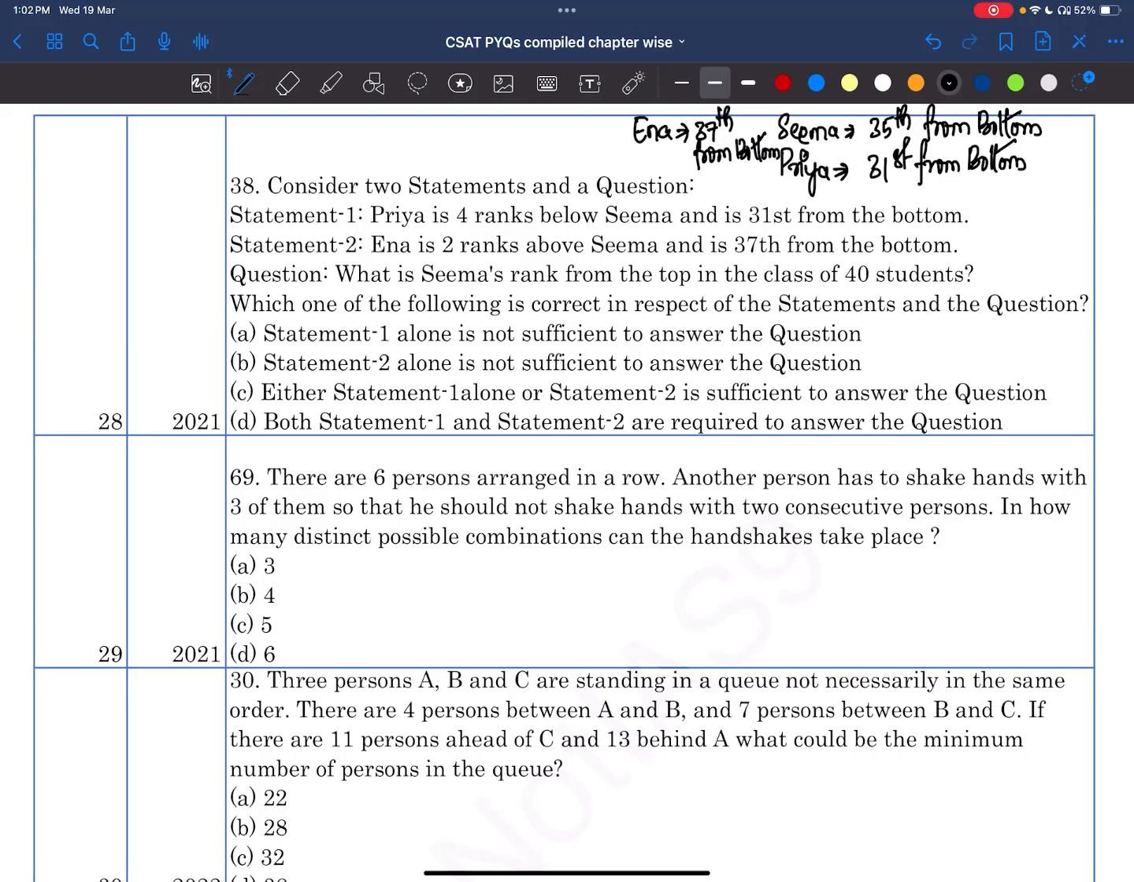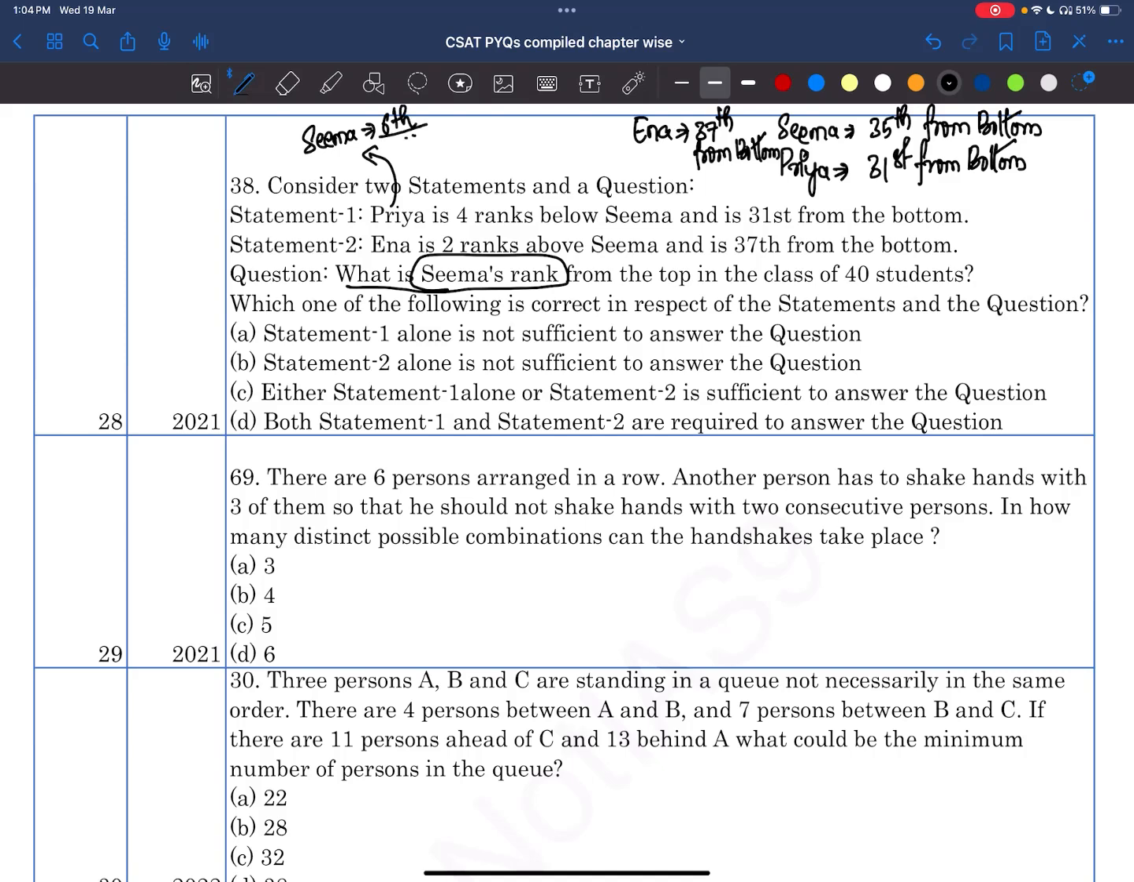Now, what is being asked? What is Seema's rank from the top in a class of 40 students? Seema's rank is 35th from bottom, so she will be 6th from the top, right? 35th from bottom means the remaining 5 people are above Seema. That means Seema will be 6th rank. So from statement 1 also, we can find Seema is 6th rank. Now, let's keep this aside.